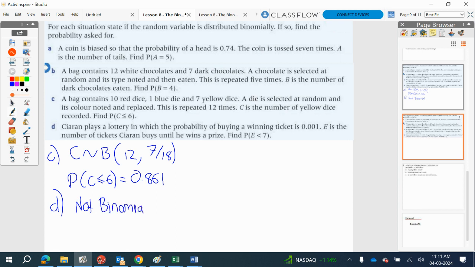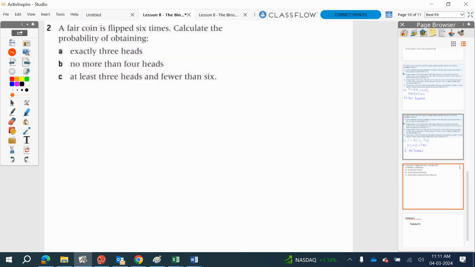Okay, we've got 5 minutes left. Have a go at this last question. Let's see if we get a little bit quicker on this one now.